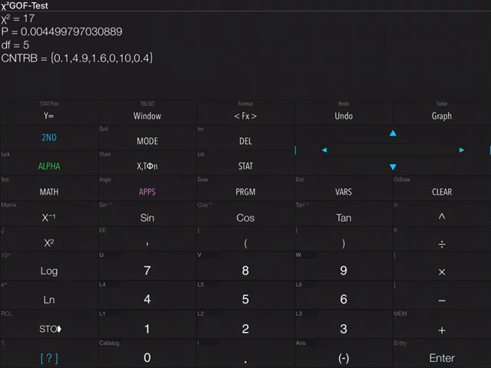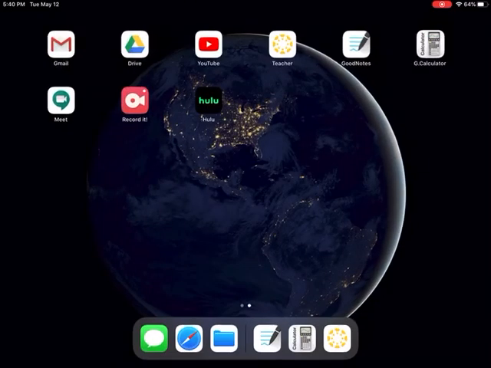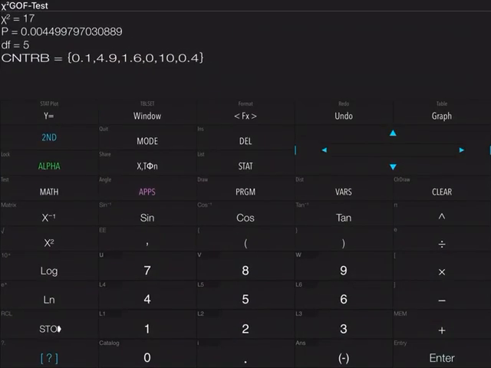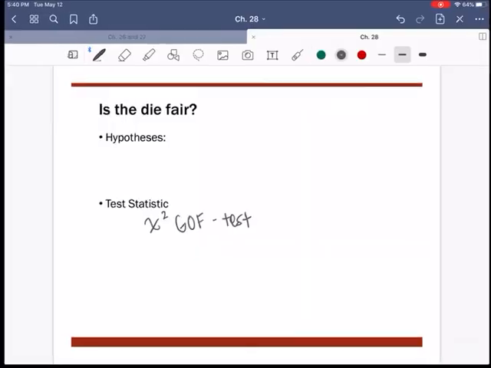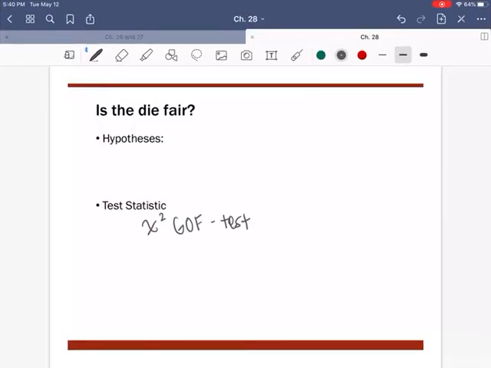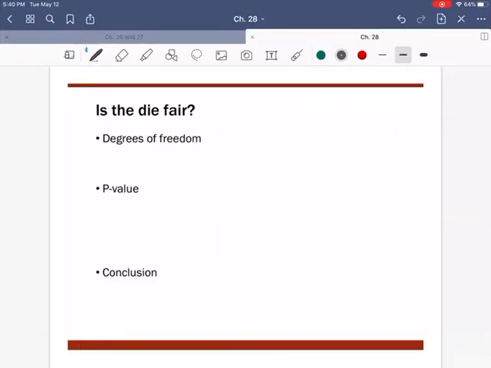Also, you'll notice this last row tells you the component. So if you went through and did observed minus expected, all squared, divided by the expected, it would give you each of these numbers, so 0.1 for one, 4.9 for the second one, and so on. So 17 and 0.45%.